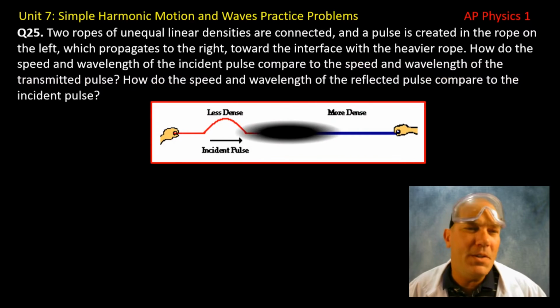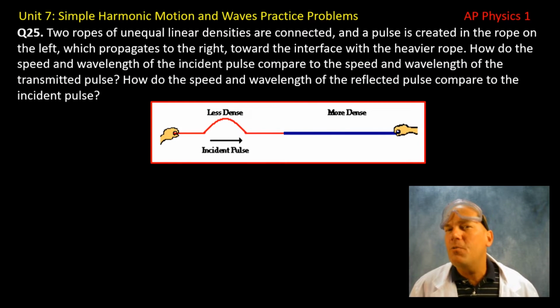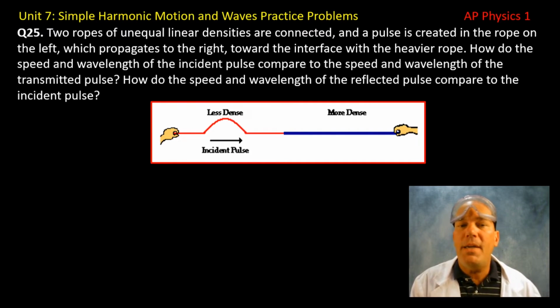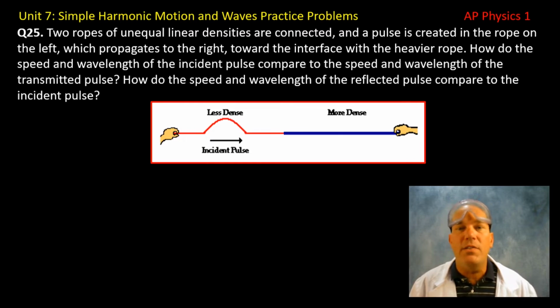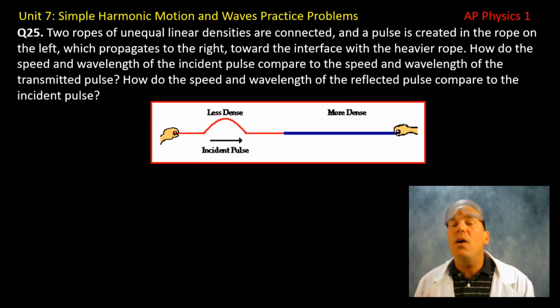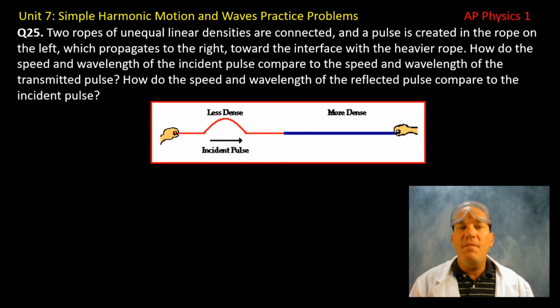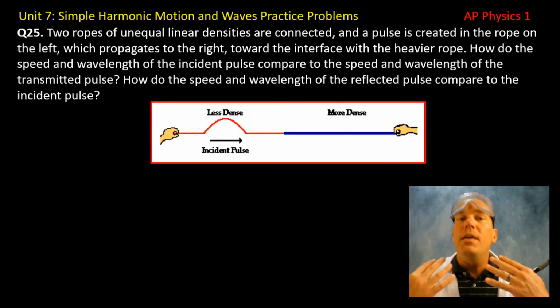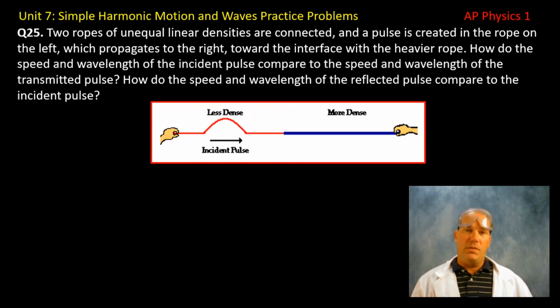In question 25, two ropes of unequal linear mass densities are connected. A pulse is created in the rope on the left. It propagates to the right toward the interface with a heavier rope. In other words, a rope with a greater linear mass density. How do the speed and wavelength of the incident pulse compare to the speed and wavelength of the transmitted pulse? How does it compare to the reflected pulse?